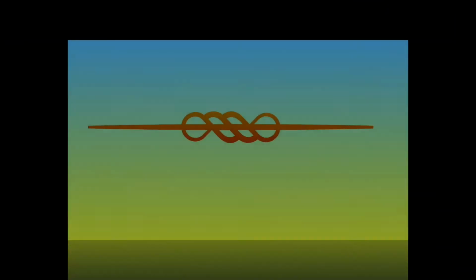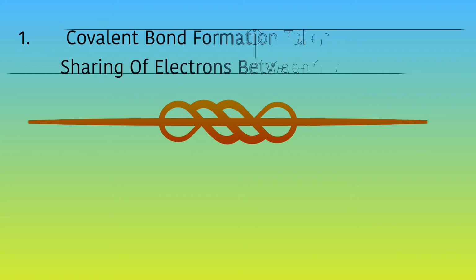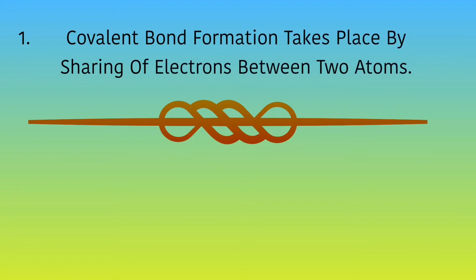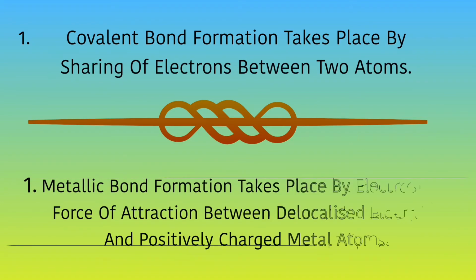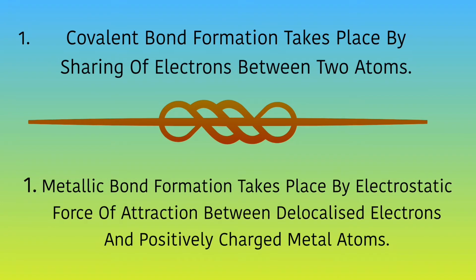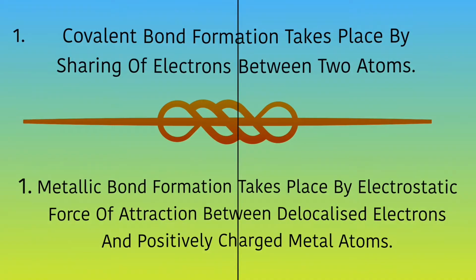Now let us see the first difference. Covalent bond formation takes place by the sharing of electrons between the two atoms, while the metallic bond formation takes place by the electrostatic force of attraction between delocalized electrons and positively charged metal atoms. That is the first difference.